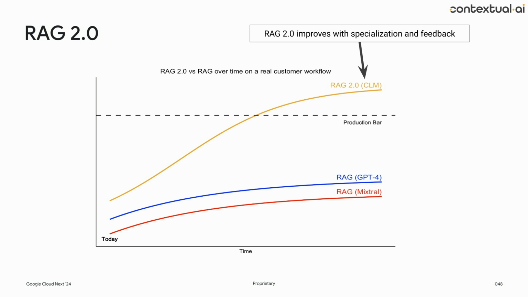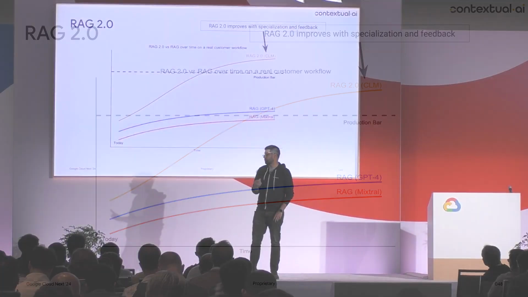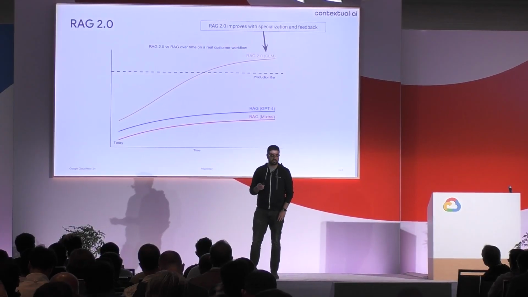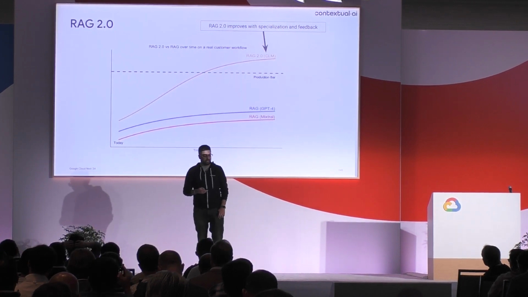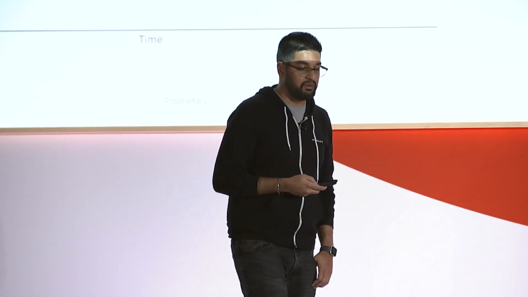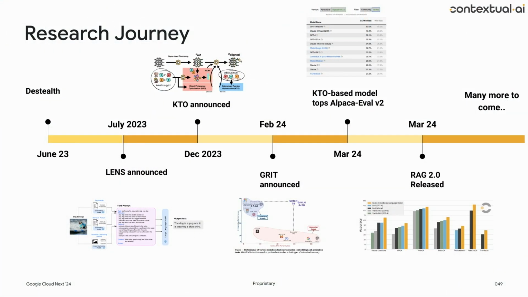As we talked about, if you use RAG plus GPT-4 and you add a lot of custom tuning and prompt engineering on top, there is a limit to how much you can achieve there, and the model stops improving with time. But RAG 2.0 with custom specialization and feedback continues improving over time for that specific use case, eventually meeting the production bar. So RAG 2.0 is specifically designed for enterprises, making sure it actually improves as you keep on using it. So it becomes your proprietary technology as well.